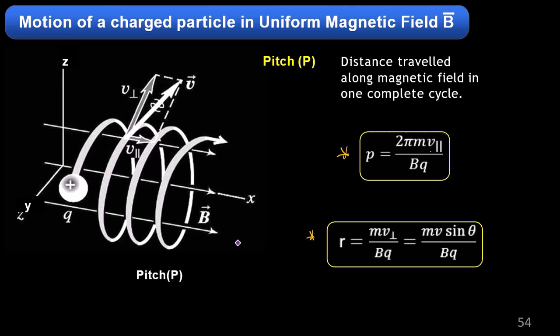So every time there are two components of velocity. One is parallel, another is perpendicular. So what is P? P is the distance traveled along the magnetic field line in one complete cycle. How much is one complete cycle advancing forward? The distance that is forwardly advanced.